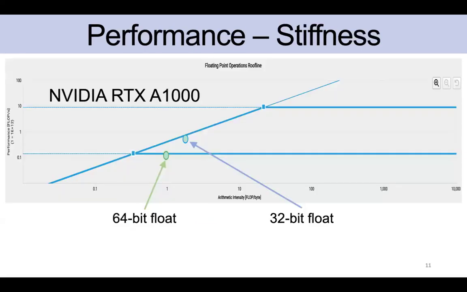Even though I show the mass operator, in my application the most expensive operation is the stiffness operator. I ran this roofline plot on an NVIDIA RTX A1000, which is a consumer grade GPU. Even for a simple change like that, you can get peak performance on 64-bit float and also 32-bit float. This is using sum factorization.